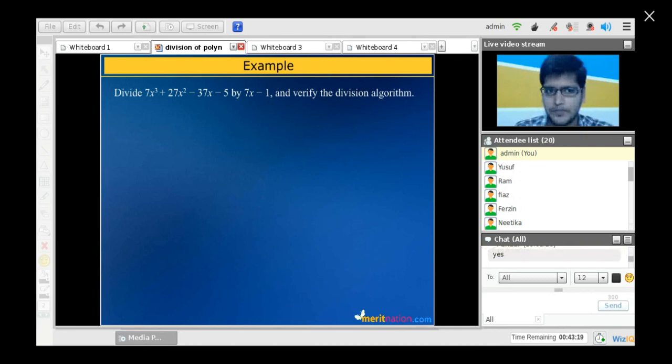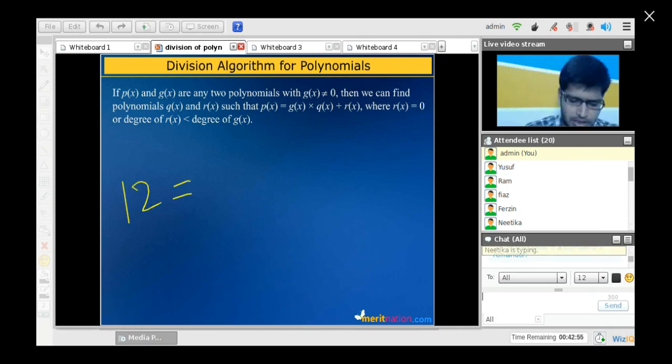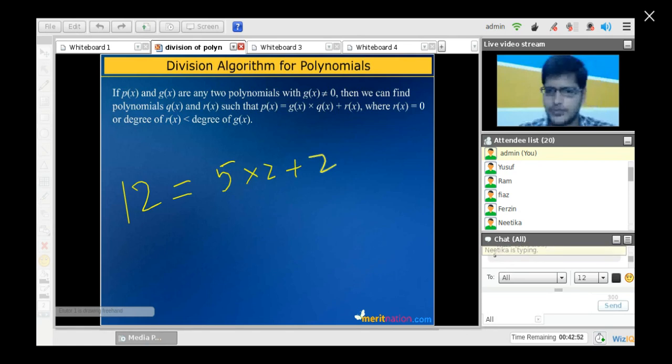I'll explain to you. Now, this question is nothing but divide 7x cube plus 27x square minus 37x minus 5 by 7x minus 1. Okay. So Fahad, the zeros of a polynomial plus remainder. Yes, let me come to that. 12 is equal to 5 into 2 plus 2. I hope everyone of you understood. Let me explain it once again.